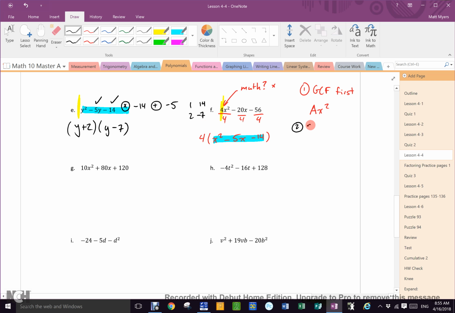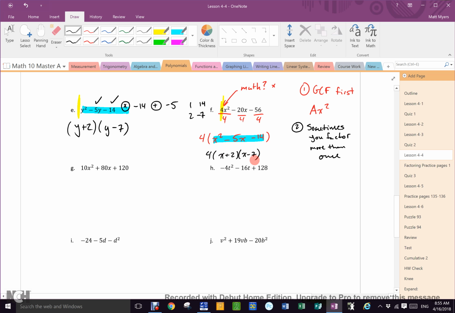So remember, sometimes you factor more than once. So we know this. So can we forget about this 4? No. But we know this is x plus 2 and x minus 7. Is everybody cool with F? It's just putting together the stuff we did on Friday and the stuff we just learned. Everybody good?